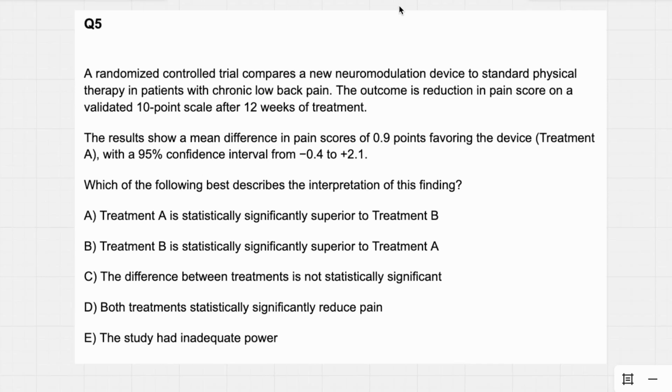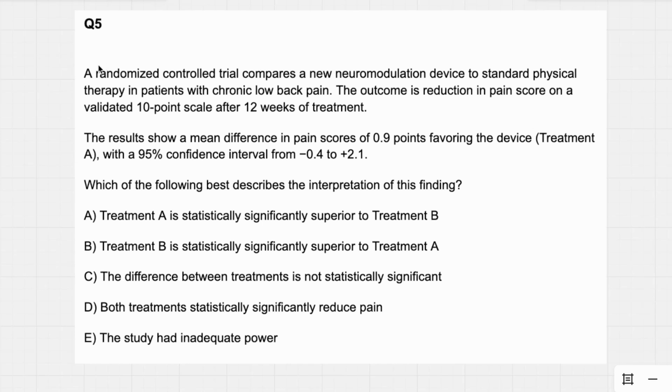Question number 5. Which of the following best describes the interpretation of this finding? Gosh, that wasn't helpful. And then same thing here. Answer choices. Treatment A, statistically say, okay. So it's a stats question. Love it, hate it, probably hate it. However, a lot of stats questions can actually save you a lot of time as long as you know the basics, the basic high yield things about stats. And this question, I wrote it, so I know, is about that.